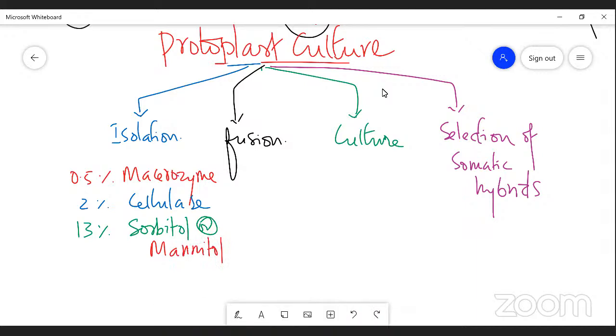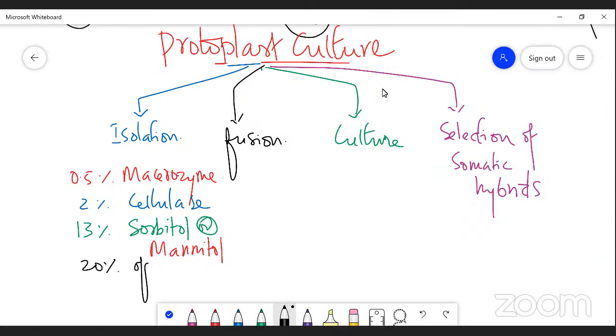Then, in addition to that, one more chemical agent is added, that is 20% of sucrose, which is also involved in the first step. What is the first step? Isolation. In order to isolate, what chemicals are applied?